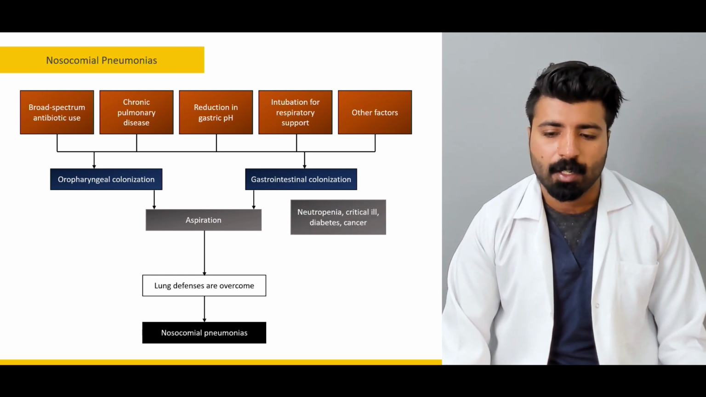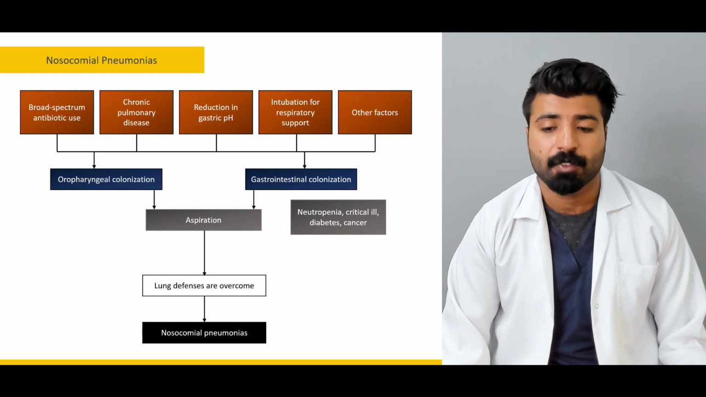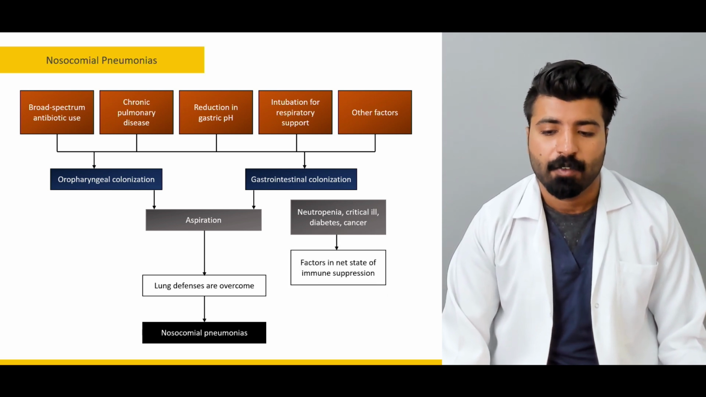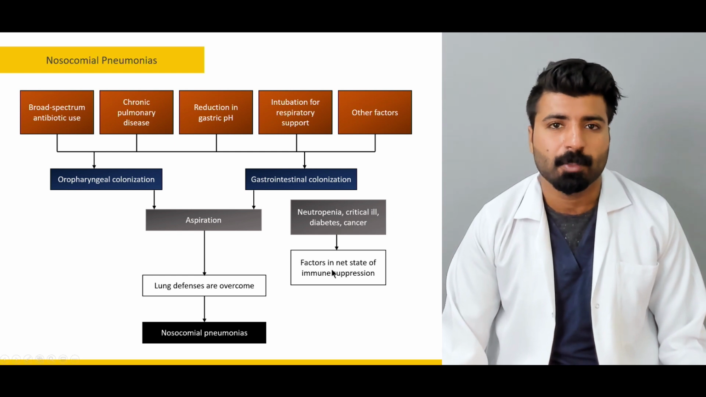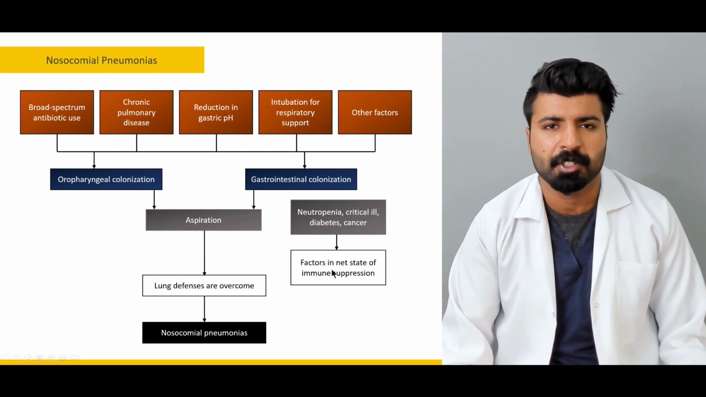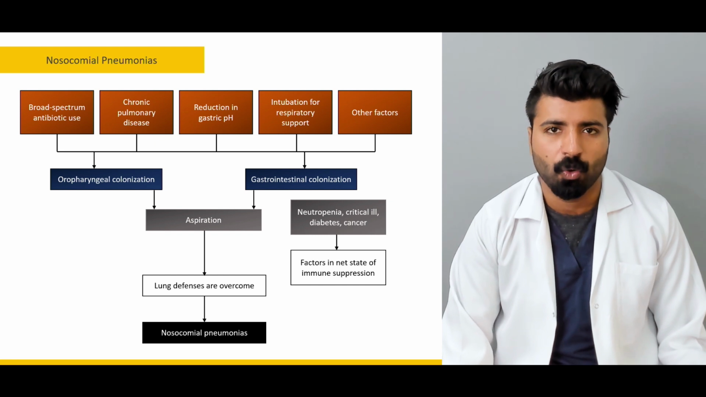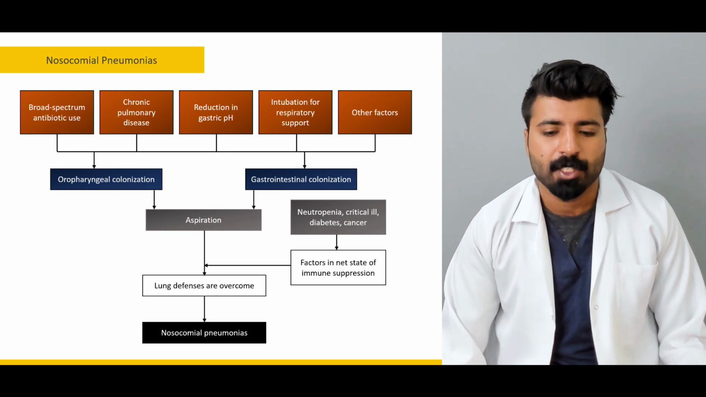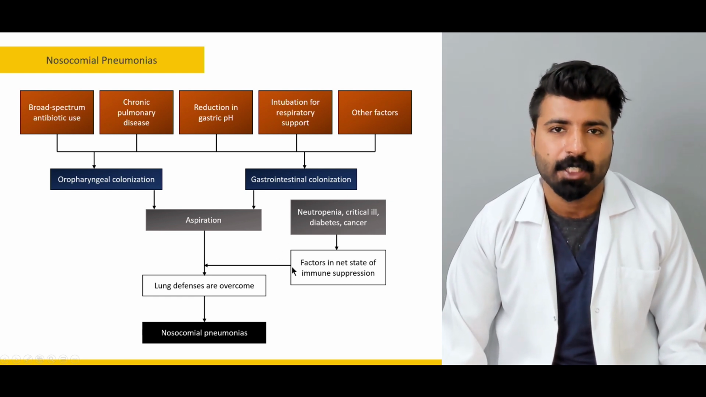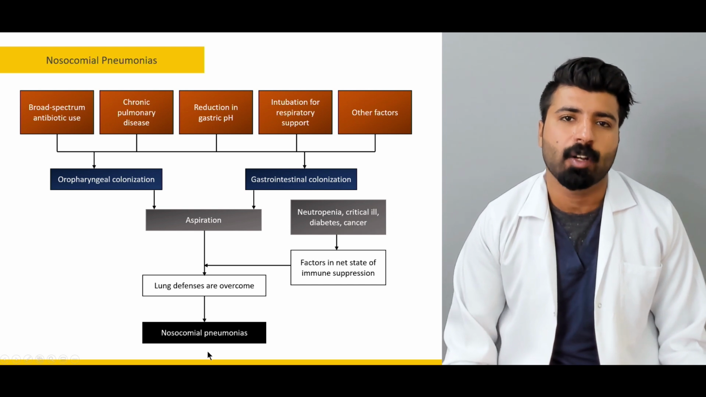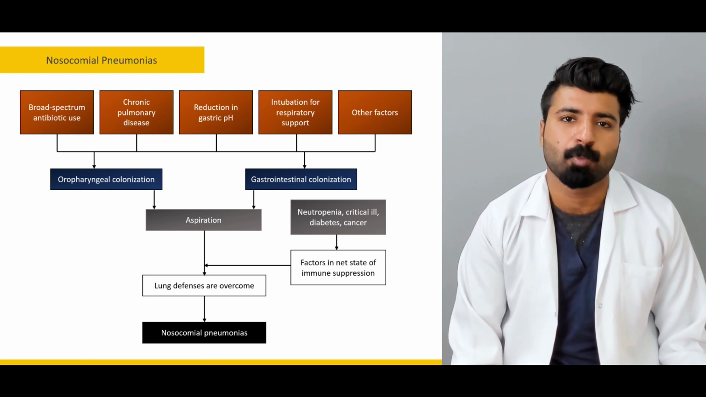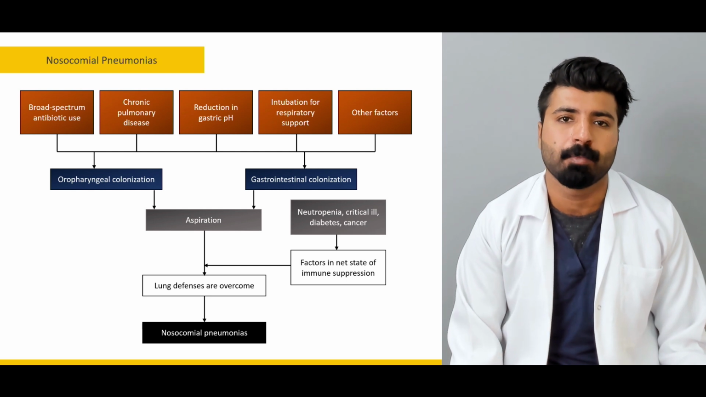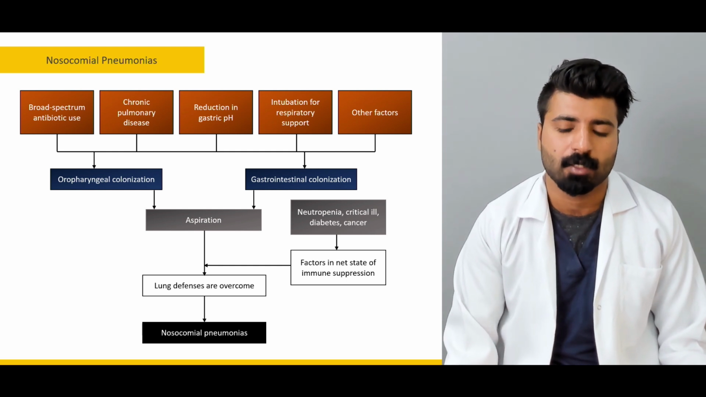Neutropenic and critically ill patients, diabetic patients and cancer patients are most likely to get it. Factors in a net state of immune suppression, we already talked about it, that patients are already immunosuppressed. They don't know that they're going to get another one. So all of this leads to nosocomial pneumonia. Even if the patient is healthy, he's going to get nosocomial pneumonia. If the patient is suffering from all these, he's going to get nosocomial pneumonia, as long as the patient has been exposed to this kind of organism, these kinds of viruses or bacteria.